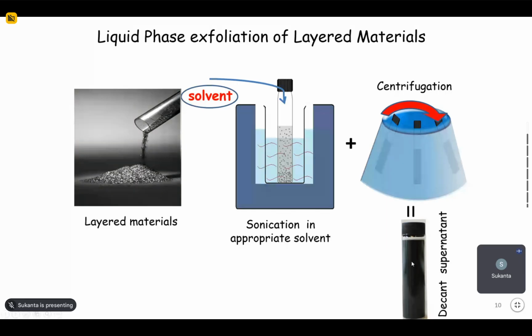This is graphite. For graphite, you will get this type of black dispersion. So we don't know whether there is graphene or just graphite or all of this. So for that, we have to characterize this material to find whether these are graphene or graphite, or monolayer, bilayer. We have to do several characterizations.